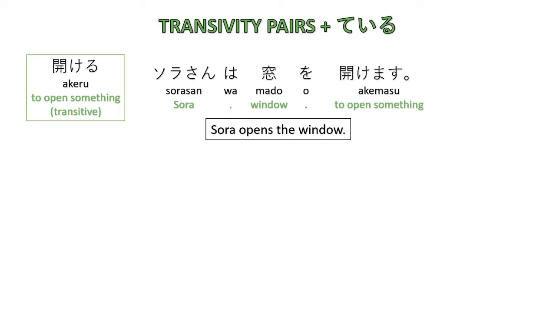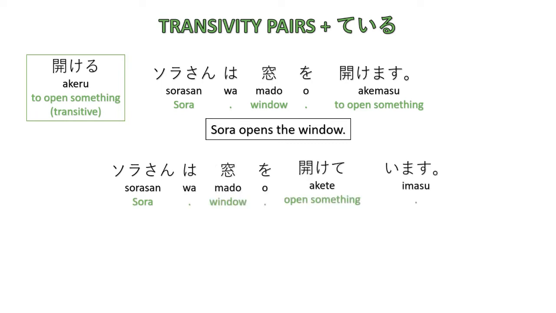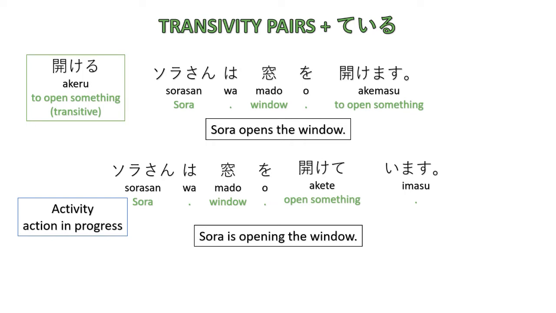Now, if we change akemasu to aketeiru, it becomes Sora-san wa mado o akete imasu. This becomes Sora is opening the window. Opening at the present moment. You saw her opening the window. Okay? And it is activity or action in progress.